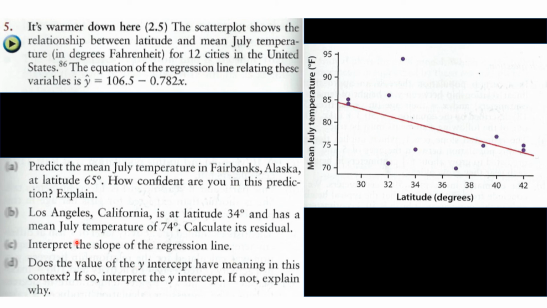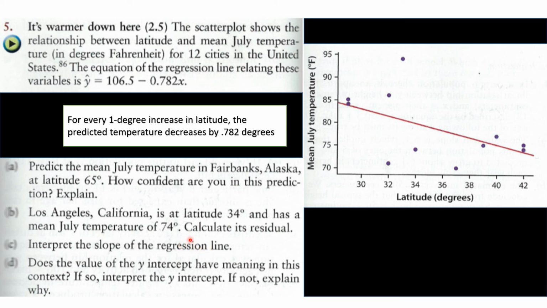We're asked to interpret the slope of the regression line. I think I already kind of screwed this up. So here is the slope right here, negative 0.782. What that means is that for every 1 degree increase in latitude, the predicted temperature decreases by 0.782 degrees. If this had been a plus 0.782 instead of a minus, then for every 1 degree increase in latitude, the predicted temperature increases by 0.782 degrees.